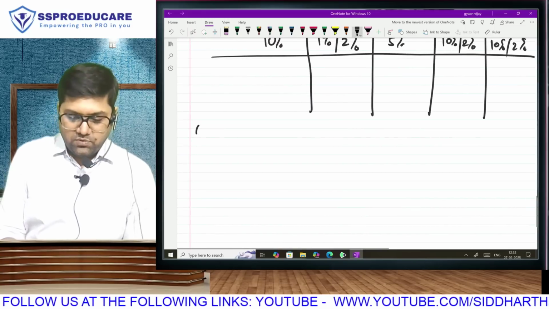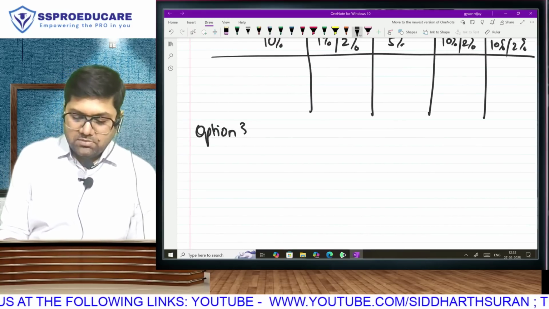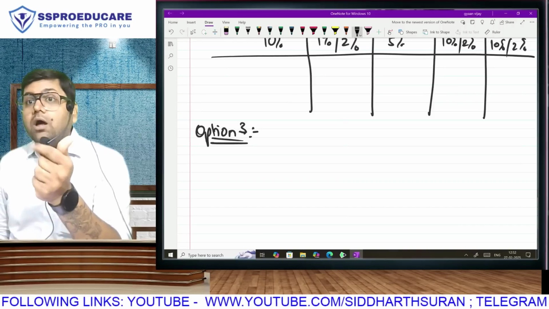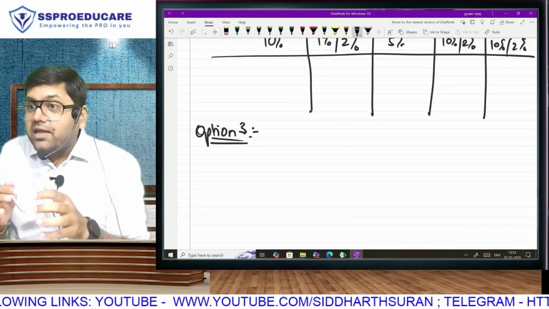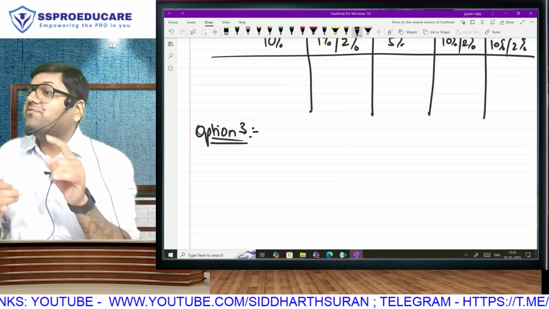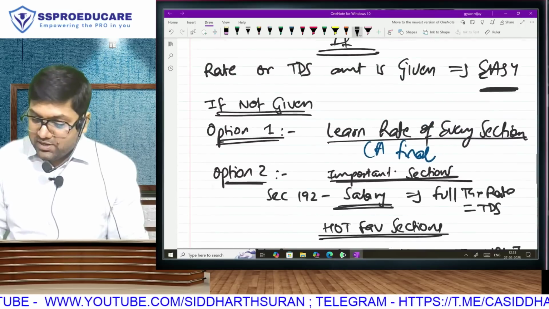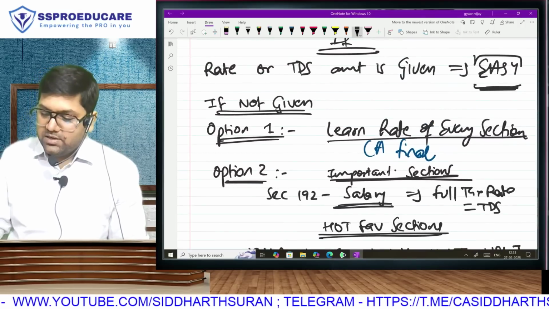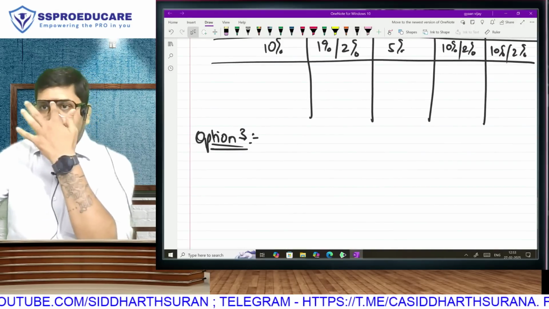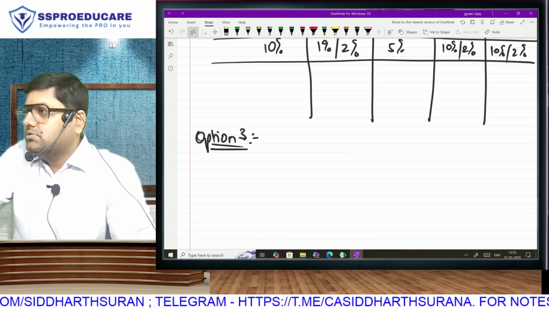Fantastic. So I give you a third option, which will solve your problem in most cases where the TDS rate is not given. I hope you are understanding that we are trying to see options in cases where TDS is not given. If the TDS rate is given, if the TDS amount is given, then we have already concluded that it is easy for us. We have to do this discussion only when it is not given. Understood, everyone?